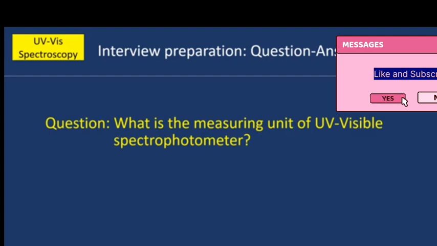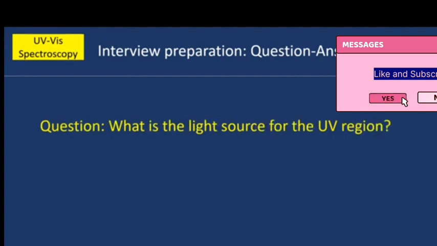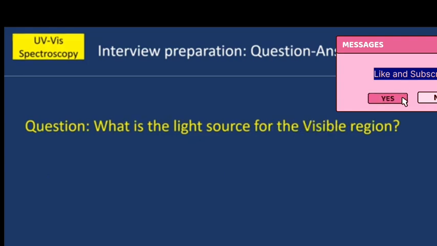What is the measuring unit of UV visible spectrophotometer? The measuring unit is absorbance. Next question. What is the light source for the UV region? The light source for the UV region is deuterium lamp. What is the light source for the visible region? Halogen lamp is used as a light source for the visible region.